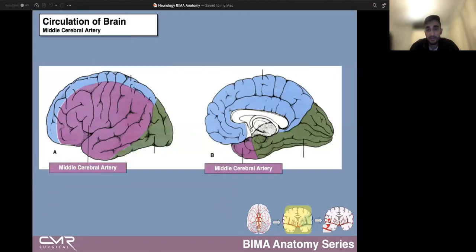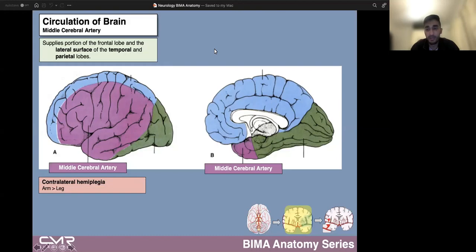Next, we have the middle cerebral artery. The middle cerebral artery is indicated here in purple, and it's quite a vast perfusion area. It supplies portions of the frontal lobe and the lateral surfaces of the temporal and parietal lobes. So three lobes of the brain are perfused by this artery.